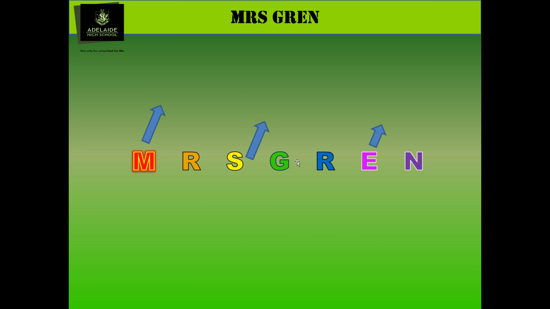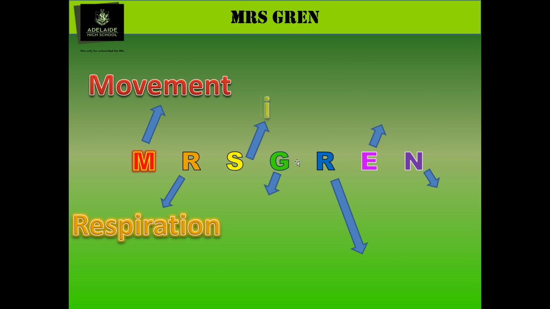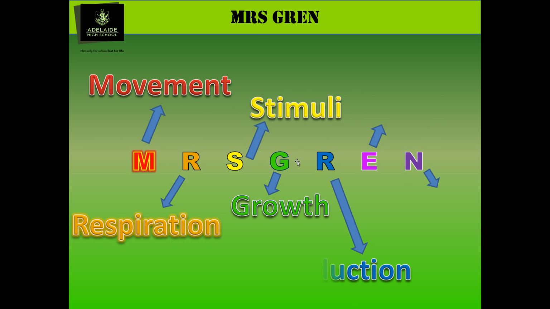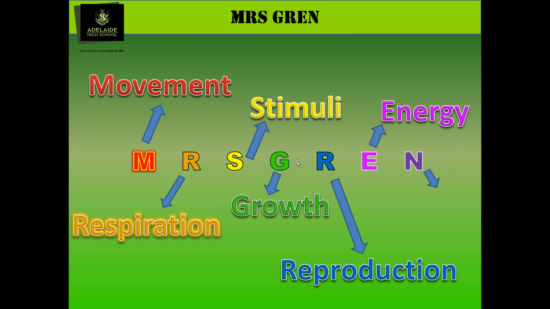All right. The 7 basic living organism characteristics can be represented by Mrs. Grant. All right, MRS GREN. So you have movement, respiration, stimuli, growth, reproduction, energy, and of course, nutrition. Now, the most important thing here is that one of these characteristics is dependent on the other, right? None of these characteristics work independently.